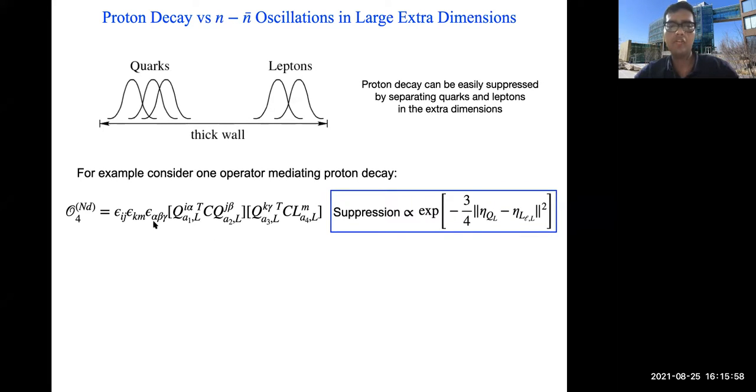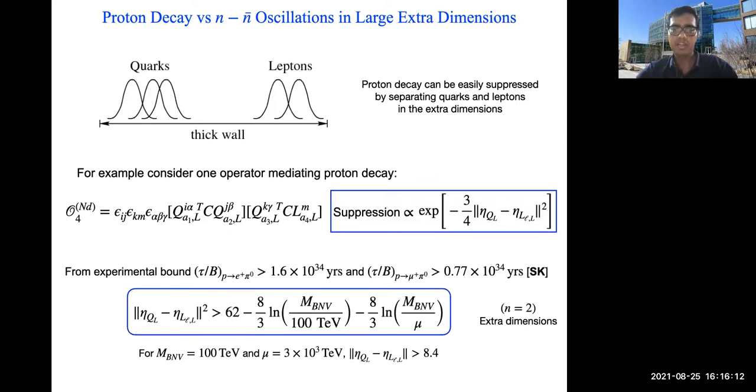So we can integrate over the short distance physics associated with the extra dimension given the Gaussian wave function and obtain the suppression in the effective 4-dimensional long distance theory. The experimental bounds on these modes can be accommodated by separating out quarks and leptons like so. So for example, for n equals 2 extra dimensions, this is of the order 8.4. So proton decay rate can be exponentially suppressed by separating out quarks and leptons in the extra dimensions.